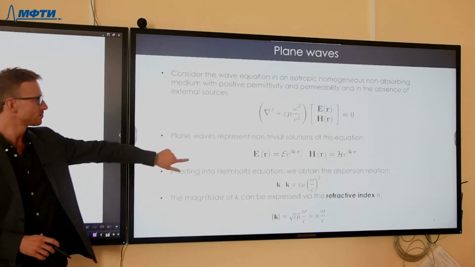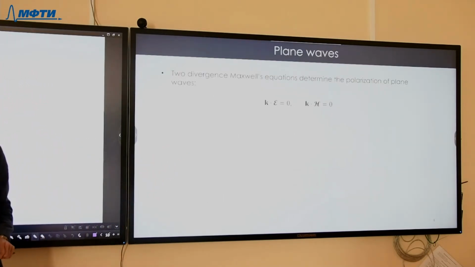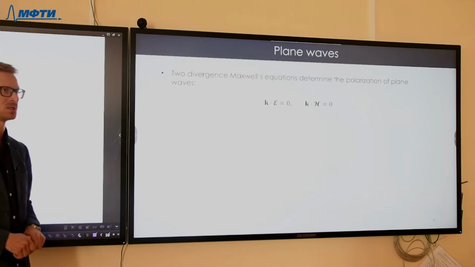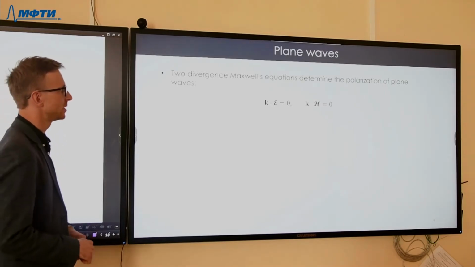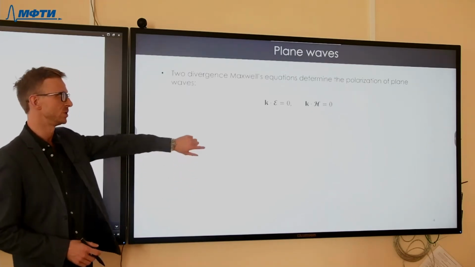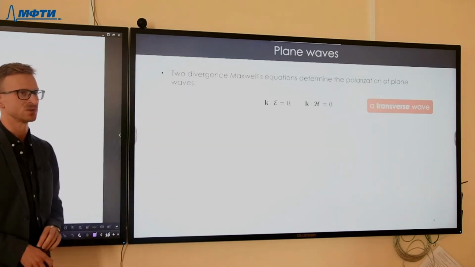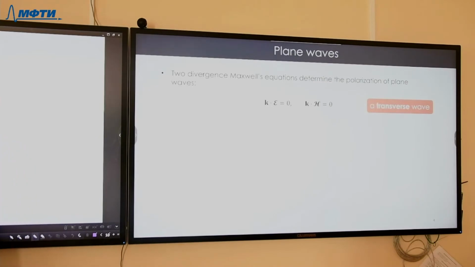Well, we're gonna need the other Maxwell's equations, the divergence Maxwell's equations. And from these equations, we can see that k dot E and k dot H equal 0, which means that in a plane electromagnetic wave with real-valued wave vector k propagating through a space with positive permittivity and permeability, the electric field and the magnetic field are both perpendicular to the wave vector. This is called a transverse wave, and the polarization of a wave is perpendicular to its wave vector. This is a transverse wave.